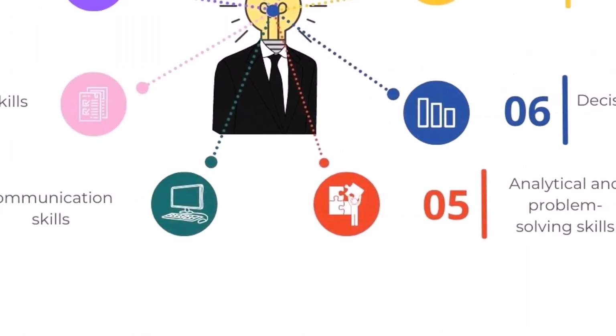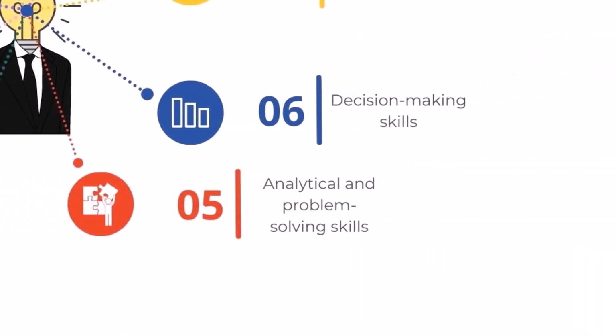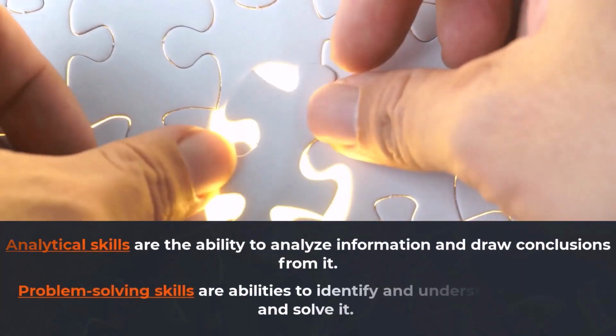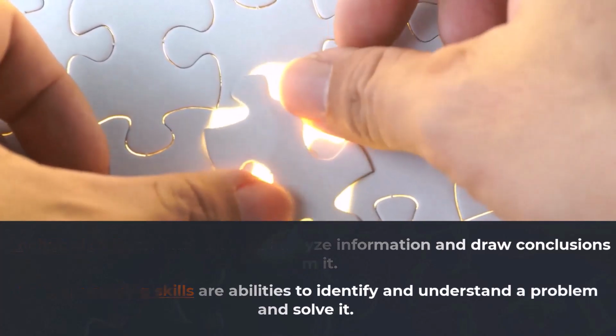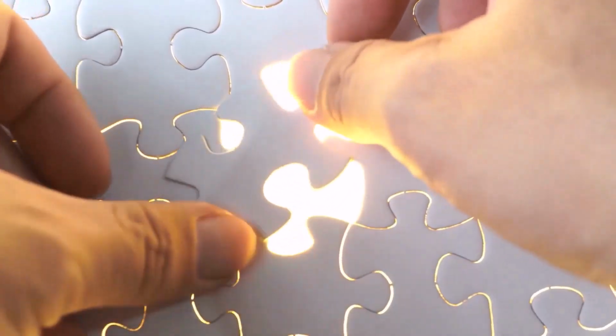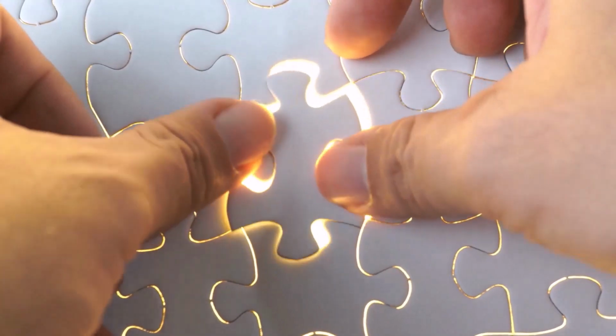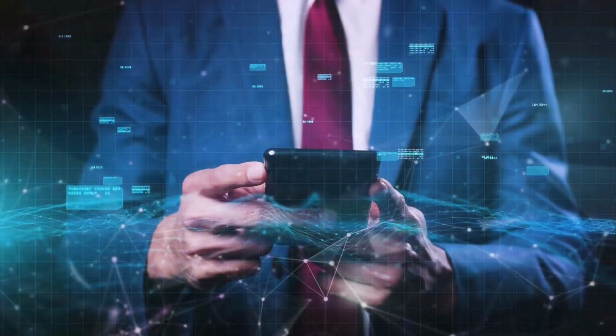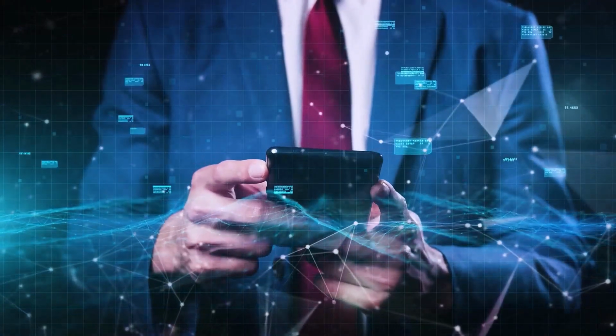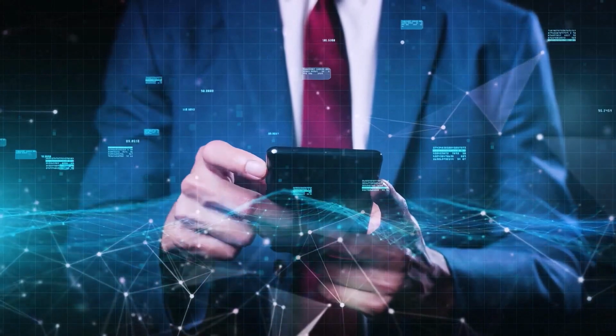Analytical and problem-solving skills. In simple words, analytical skills are the ability to analyze information and draw conclusions from it. Problem-solving skills are abilities to identify and understand a problem and solve it. In our line of work, we all use these skills, whether we know it or not. We are constantly analyzing the information that we receive, and we are drawing a conclusion from it.